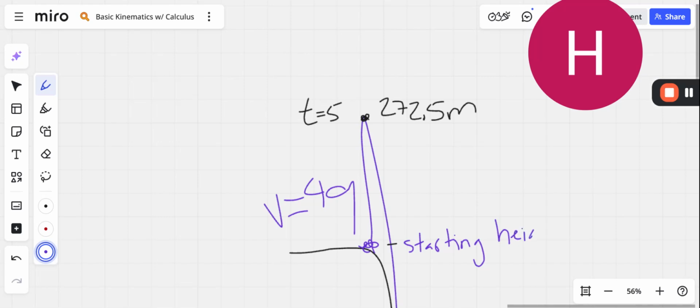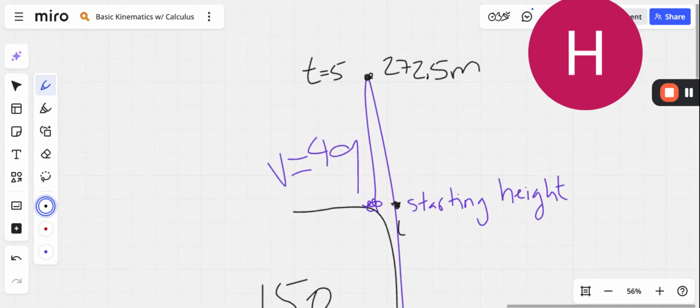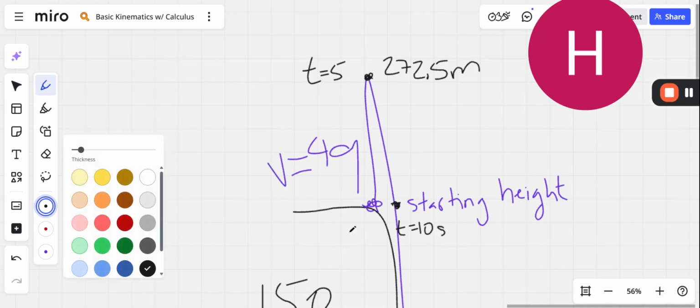Because of the symmetry of this parabola, it's going to take 5 seconds to go up, which means it's going to take 5 seconds to get back down to where it started. That is pretty easy there.